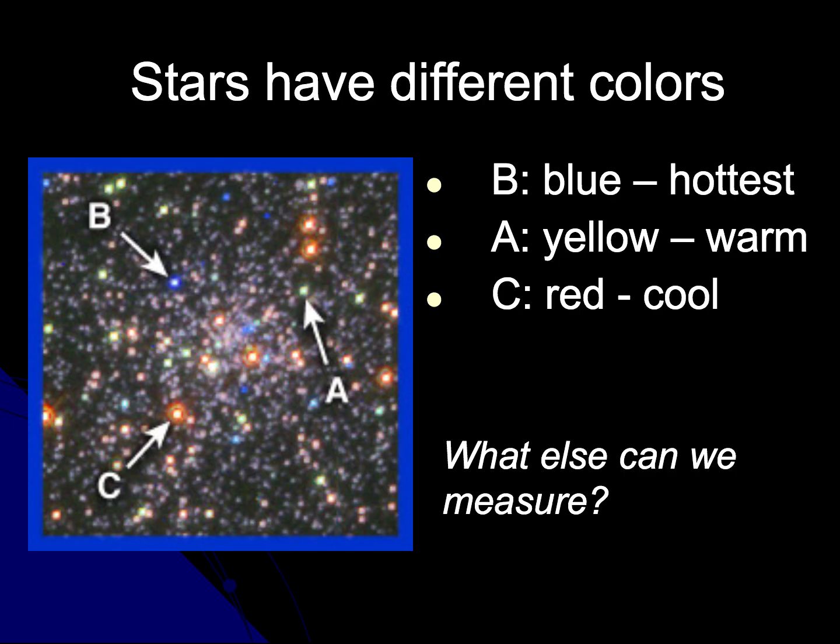Stars with different colors indicate that they have different surface temperatures. The blue star, labeled B, is the hottest. The more yellow star, labeled A, is not as hot, and the red star, labeled C, is the coolest of them all. Keep in mind, though, that even a cool star is several thousand degrees. Color is an easily distinguishable feature that gives us some information about stars. What else is there that we can measure?